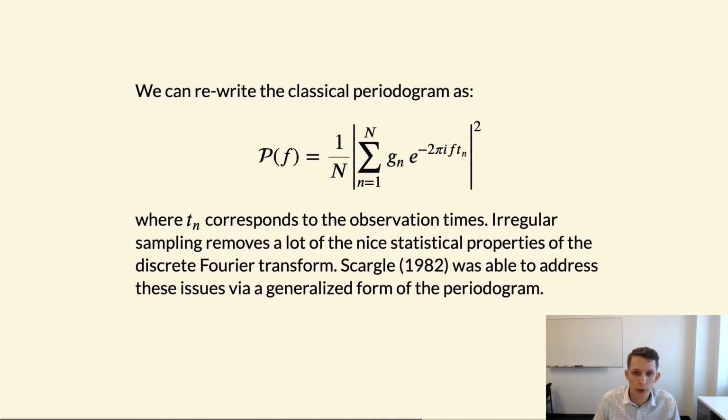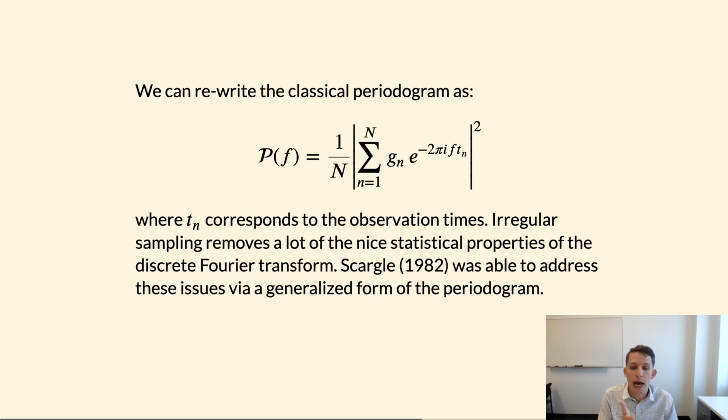The classical periodogram can be rewritten as the following. The PSD, or the power spectrum of f, is equal to 1 over n, sum from n equals 1 to n, g sub n, e to the negative 2 pi i f t sub n, squared, where t sub n in this case corresponds to the actual observation times. This is the same as just multiplying by the delta t's.